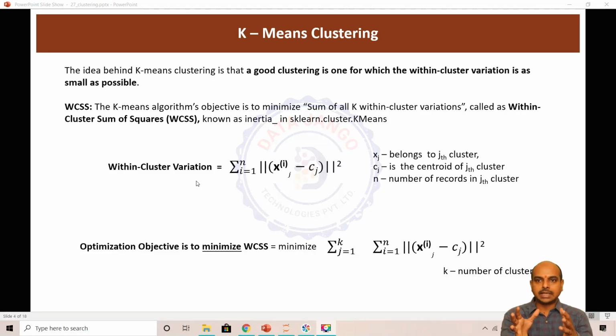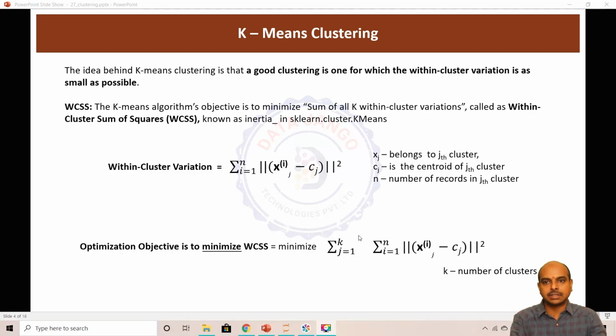If you have decided to make 3 clusters of the data set, then each cluster's variation minimizes. If you sum up all these 3 clusters' variations, that's going to be minimal at one point in time. That's the point where the algorithm will stop iterating. So mathematically speaking, the algorithm will stop iterating when the within cluster sum of squares, totaled over all the clusters, becomes minimal. So that is the optimization objective.